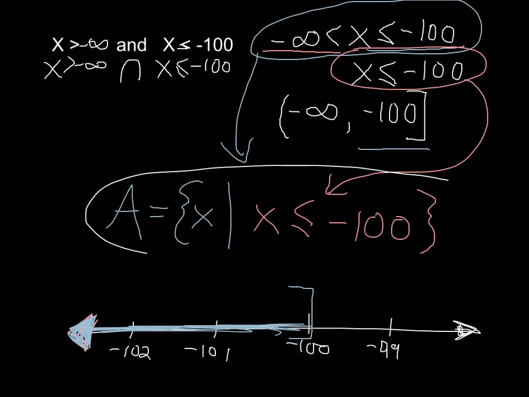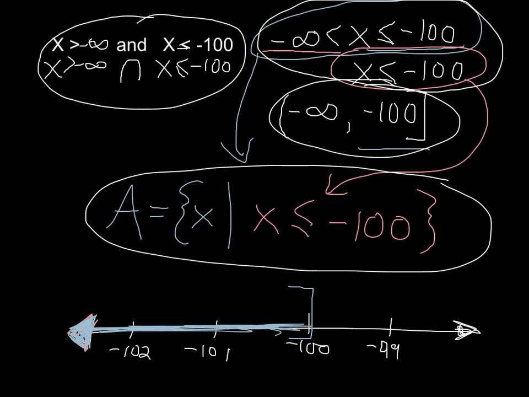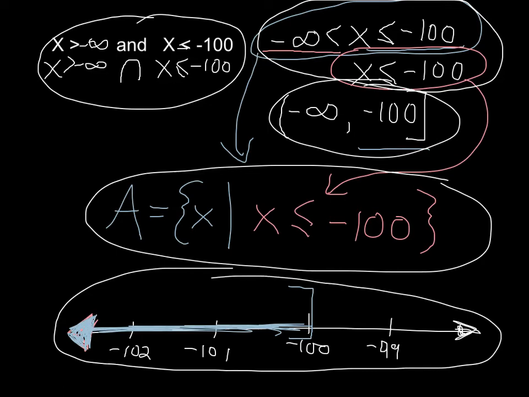So we have set notation, interval notation, compound inequality, union intersection, and the number line.